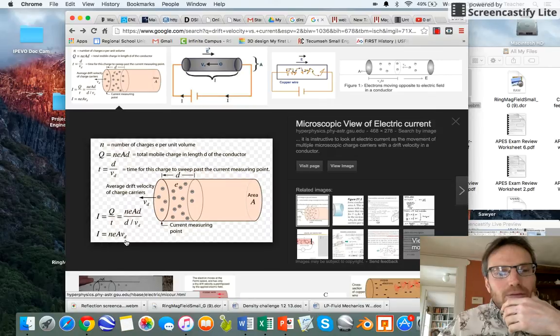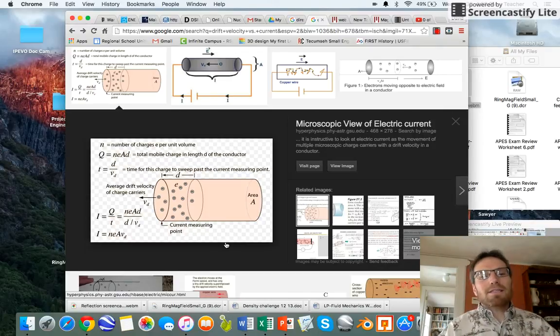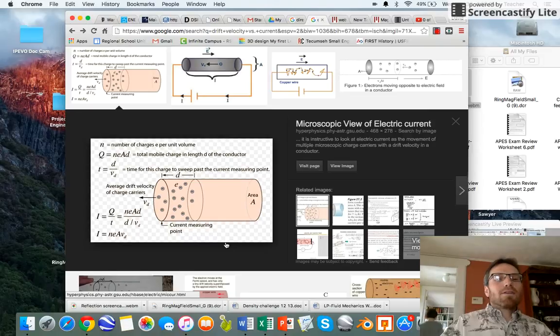I'm not sure if we're going to be using this equation here, where current is equal to the number of charges times the charge of an individual charge times the cross-sectional area times the drift velocity. And so this is a pretty elegant derivation of that using a couple other equations. And so I thought that was useful.